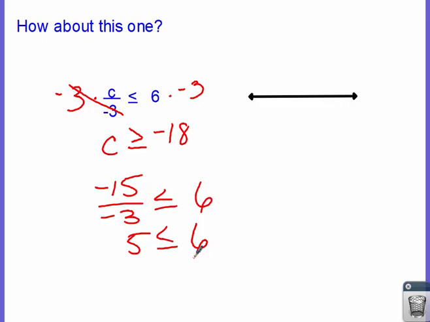So what we have to remember is that if I multiply through or divide through by a negative number, my inequality is going to flip. And that's how we solve inequalities.